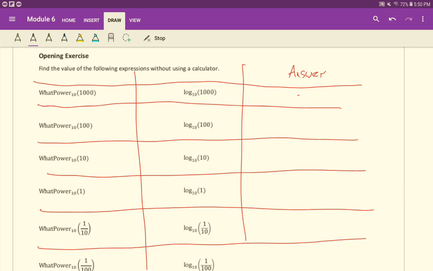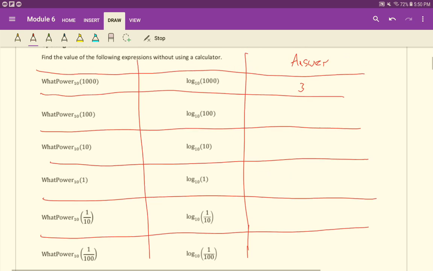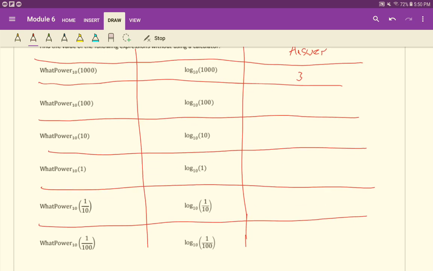The answer is 3. And why don't you go ahead and try and fill in the rest of this table as best as you can with what you know about the powers of 10. All right, hopefully you paused the video and answered the questions. So log base 10 of 100 will be 2. Log base 10 of 10 is 1. Log base 10 of 1 is 0. Log base 10 of 1/10, remember that's the same thing as 10 to the negative 1, so we get negative 1. And 1 over 100 is the same thing as 10 to the negative 2 power, so we get negative 2 here for our answer.